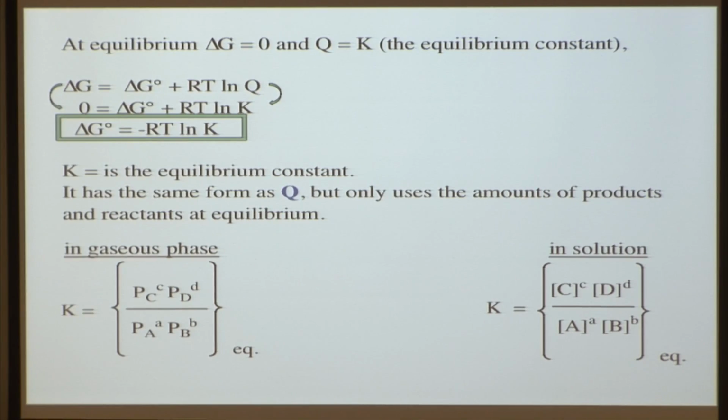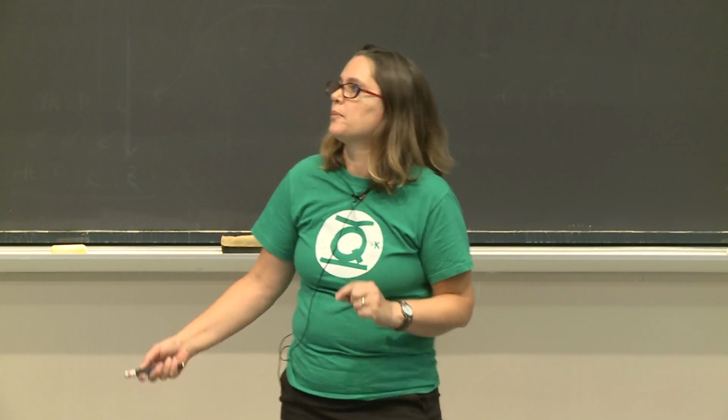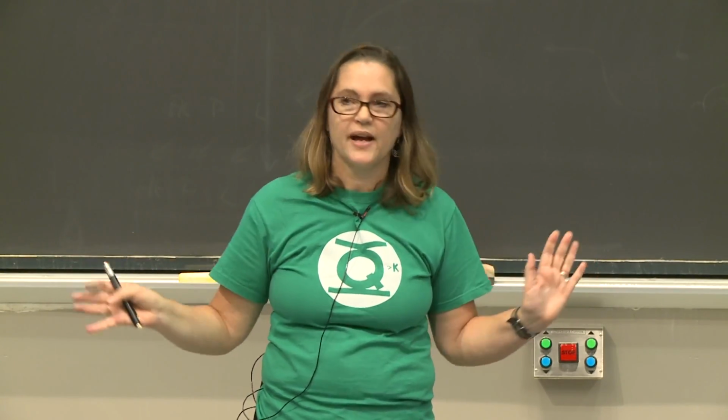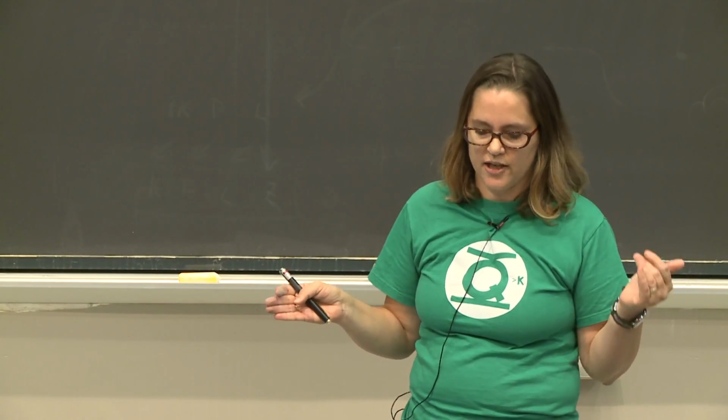All right, so K has the same expression as Q, except for something very important, which is that the concentrations are the concentrations at equilibrium. So it has the same form as Q, but it's only the amount of products and reactants at equilibrium. In the gas phase, we would write K in terms of our partial pressures. And again, this little symbol reminds you these are the concentrations at equilibrium. And in solution, it would be expressed in molar or something else. So K is, again, products over reactants, but only those concentrations at equilibrium, whereas Q is at any point. Any concentrations of products over reactants for Q. For K, it's those concentrations at equilibrium.